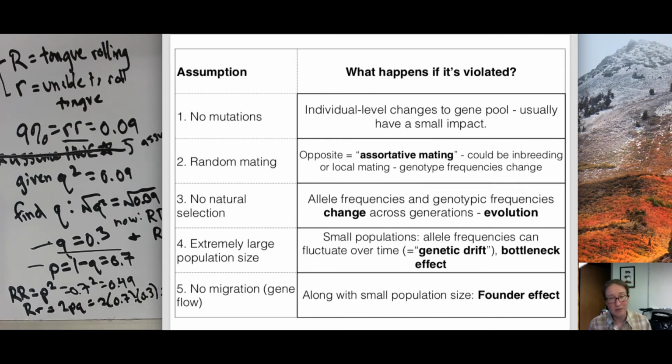And then the last assumption again was no migration or no gene flow. So none of these alleles moving out of the population or back in. And if there is migration, and migration of a small population size, sometimes you can get something that's called the founder effect. So basically, anytime any of these assumptions for the Hardy-Weinberg equilibrium doesn't hold, or they're violated by something, that means there's going to be some really interesting stuff potentially happening in that population.